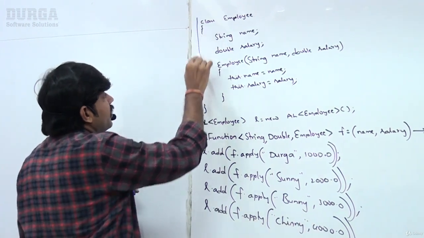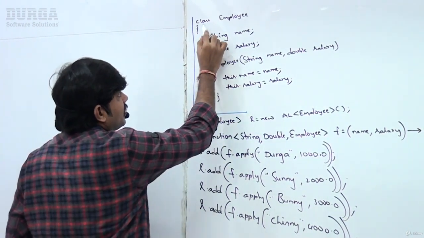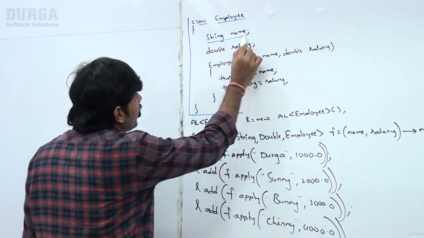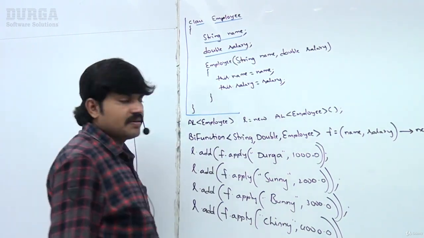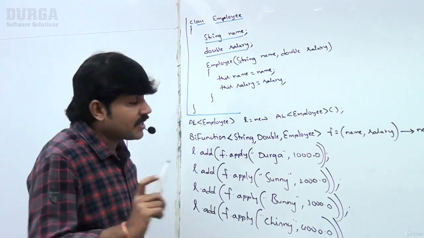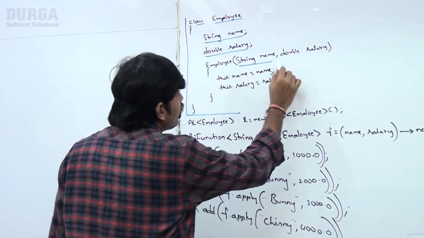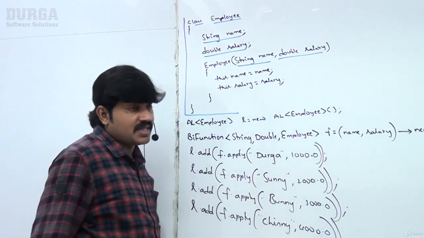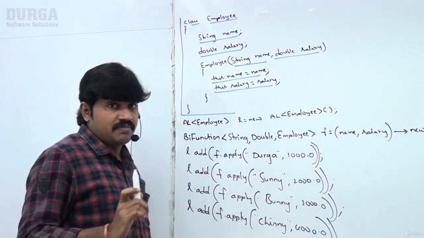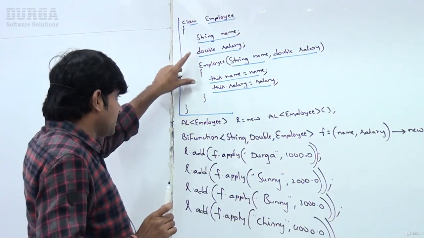Here, what is this one? It is the Employee class. Next, String name, double salary. For every employee there are two instance variables, name and salary. Next, Employee(name, salary): this.name = name, this.salary = salary, like this, right? I have these things, right?